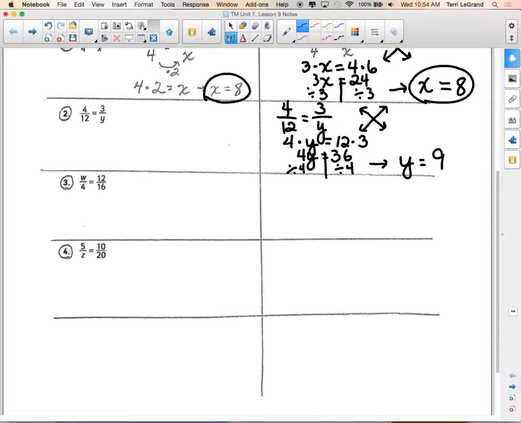Is that what we got over here when we did it using the other strategy? Yes, it is, isn't it?